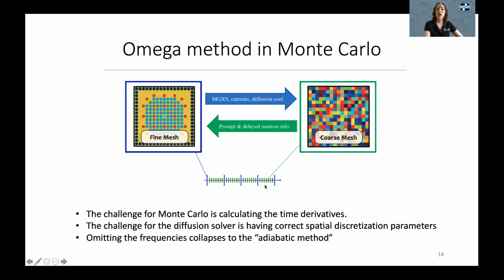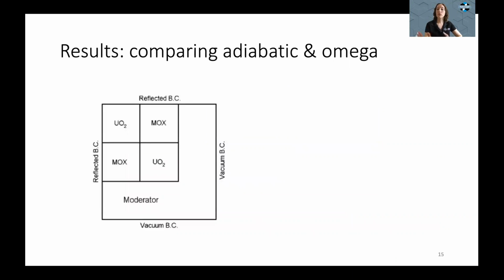If you pull the frequencies out of the system, so if you X out this arrow, the omega method, which does include frequencies, collapses down to the adiabatic method, which does not include frequencies. So in our results, we are going to compare that adiabatic and omega method against each other.